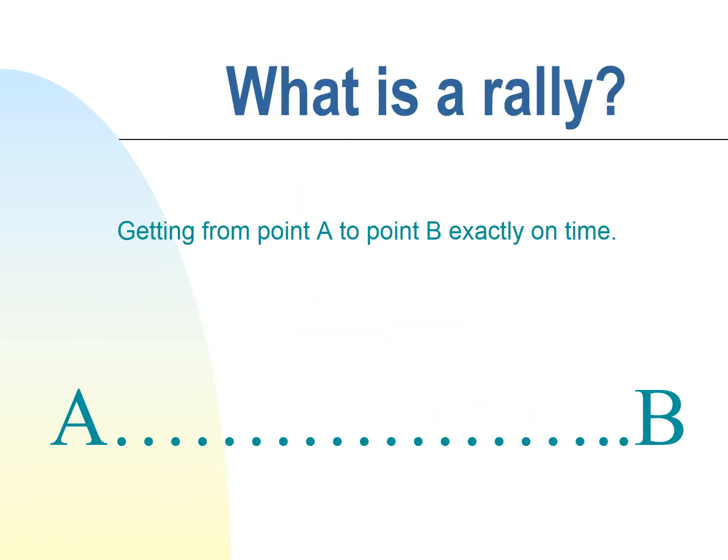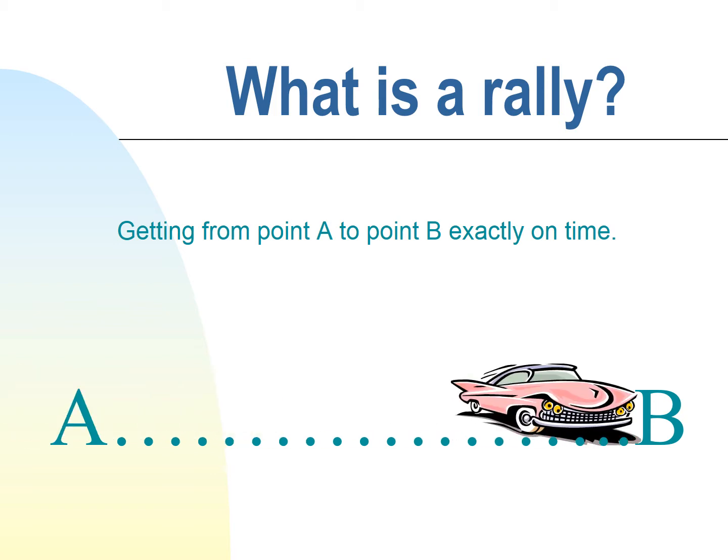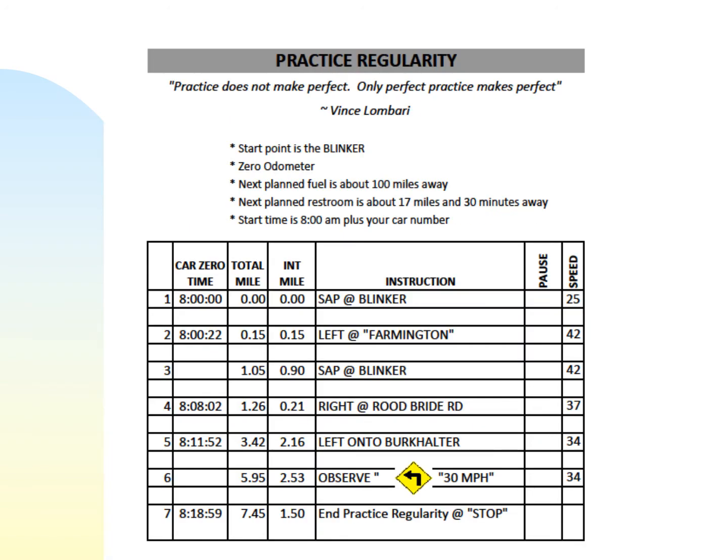In very general terms, a rally is getting from point A to point B exactly on time. You'll be given a set of instructions similar to these, and while executing these instructions, we'll be maintaining an average speed. So for example, in these instructions, our first instruction tells us straight as possible at a blinker, and at that point we start averaging 25 miles an hour.